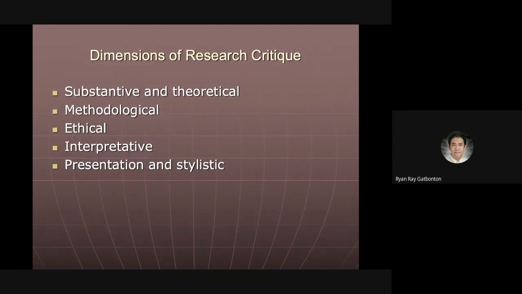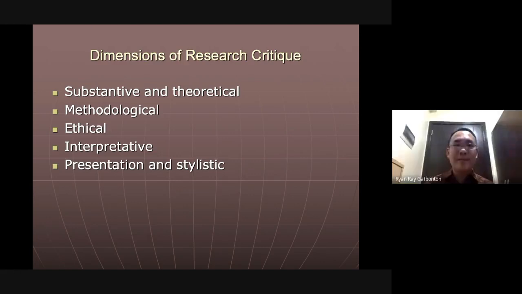Now, when you're doing research critique, it can be a combination of these dimensions. Meaning you look into a research in these following dimensions when you do a research critique. It can be, number one, a substantive and theoretical perspective. Ibig sabihin, tinitignan mo yung laman, yung content. Okay? You examine the contents and the substance of the research. That's your substantive and theoretical research critique dimension.